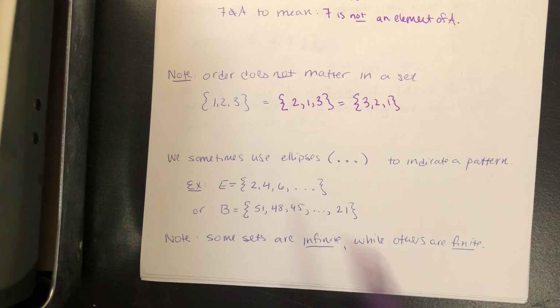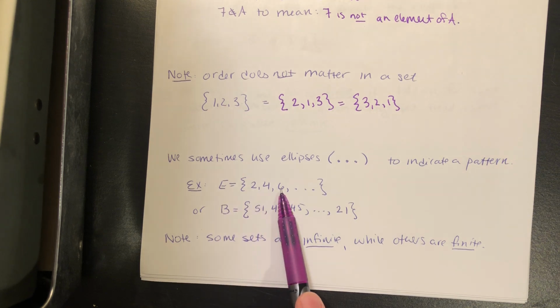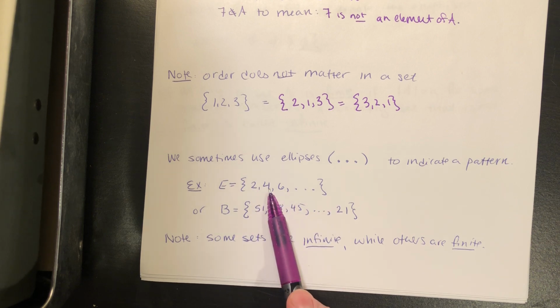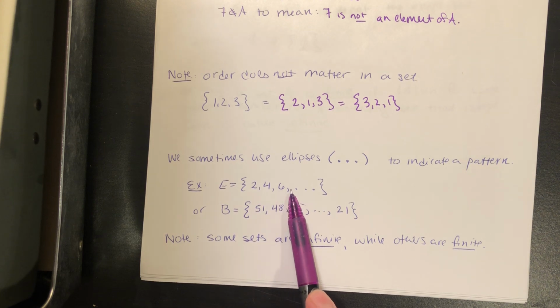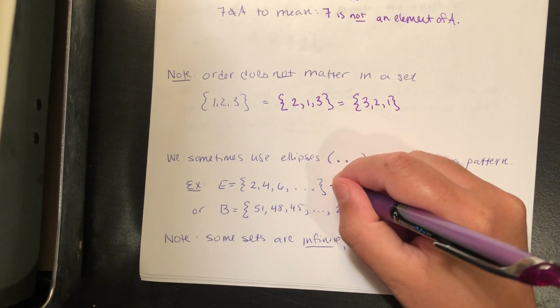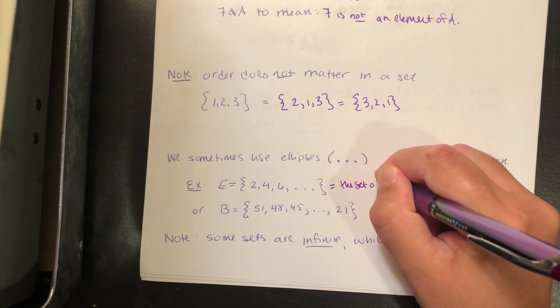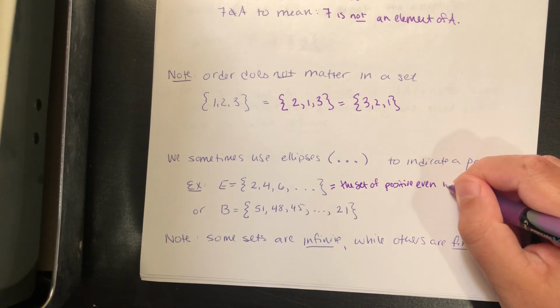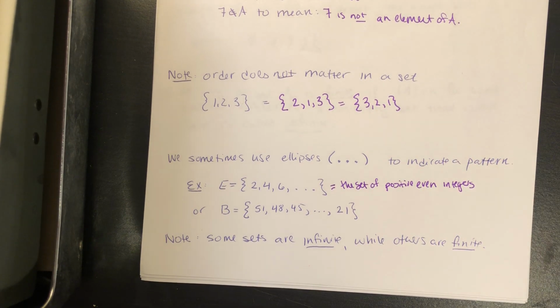So for instance, if you have the set, I'm calling it E, which consists of 2, 4, 6, ... that suggests to us that we're probably going to be continuing to increase by 2. Right? I went up by 2, I went up by 2 again, so I can guess that this is probably going to keep going up by 2. And since it doesn't end anywhere, I'm going to assume that it's just going to keep going forever. So this is probably going to be the set of positive even integers, right? Or the set of even natural numbers as well would be another way to describe this.